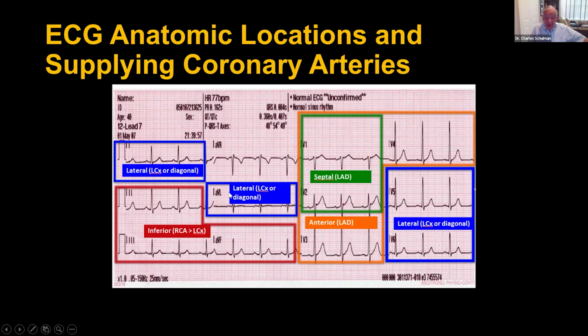Leads 1, AVL and V5, V6 are lateral. So a circumflex or a diagonal branch will cause changes in those leads. And then you can have some combinations. You can have inferolateral or anterolateral changes.